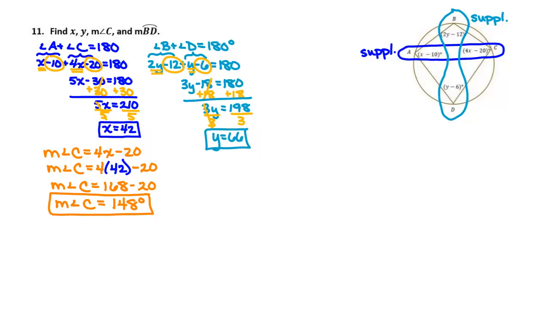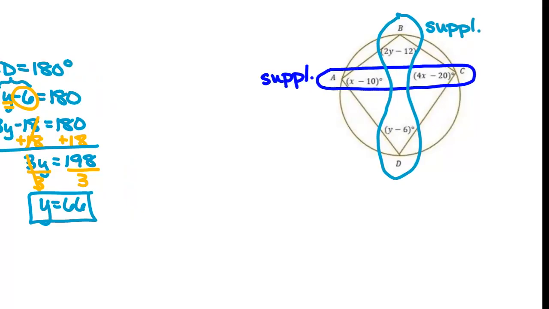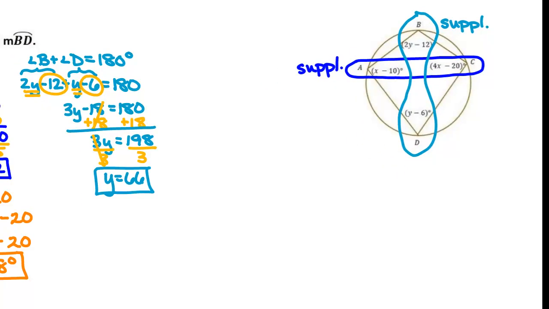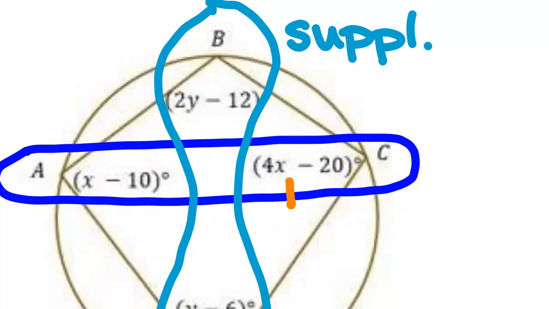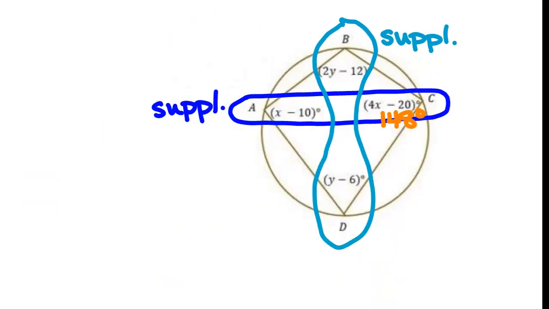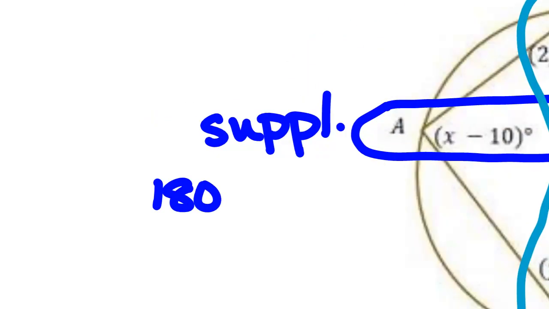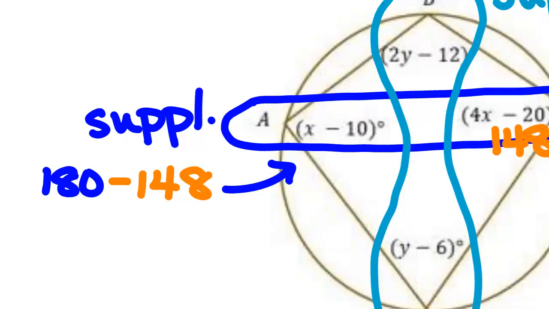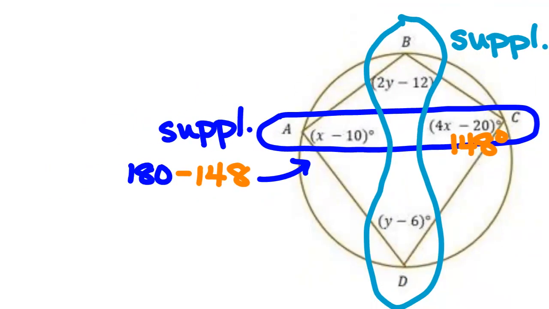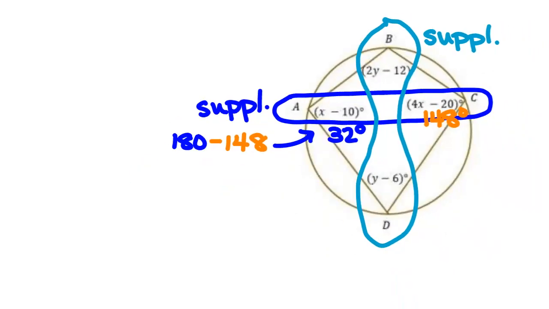All right. We have one last thing, and that's arc BD. Now my question is, do we know which way we're supposed to go around the circle from B to D? No. I do know that angle C over here is 148 degrees. And I know that angles A and C are supplementary, so I can do 180 minus 148. What would that give me? How much? 32. So angle A is 32 degrees.